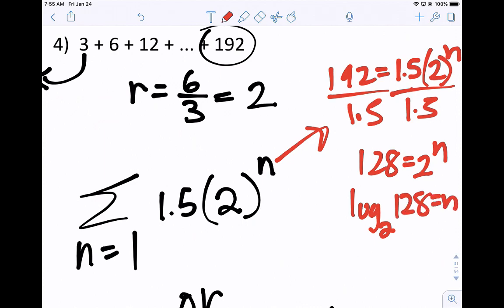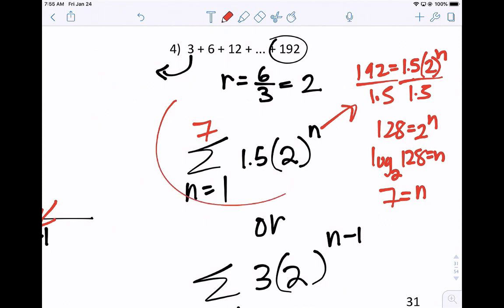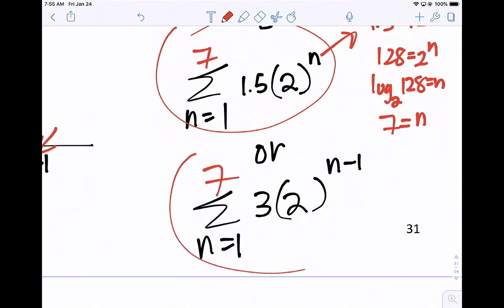All right, so log base 2 of 128. And so that's the 7th term, so n equals 7. So the 7 would go right here, or it would go right here.